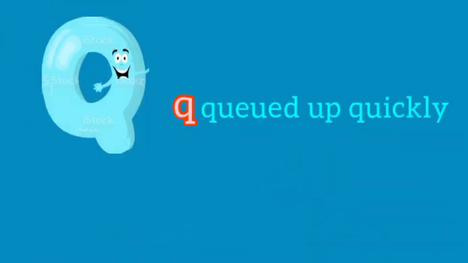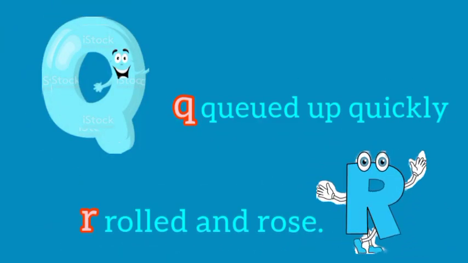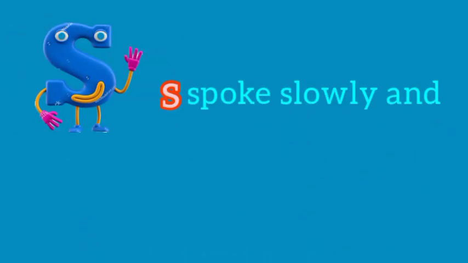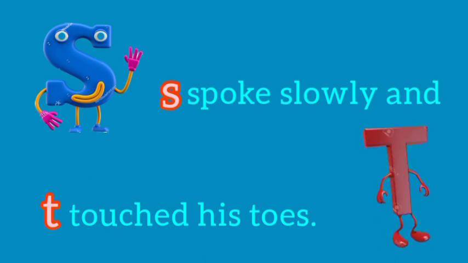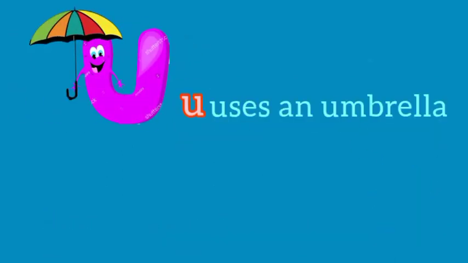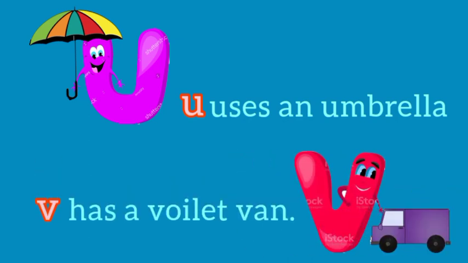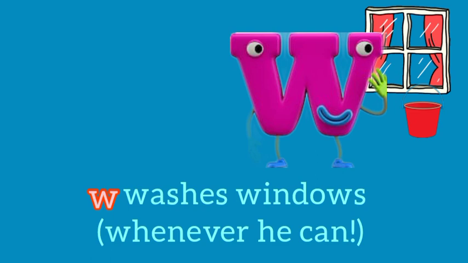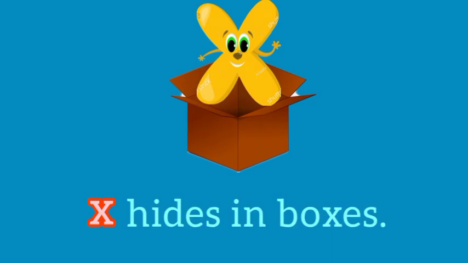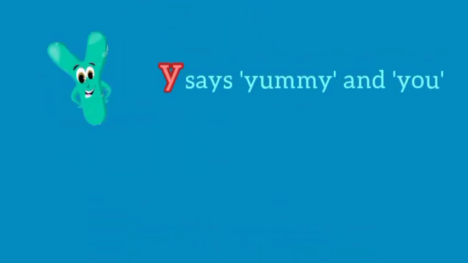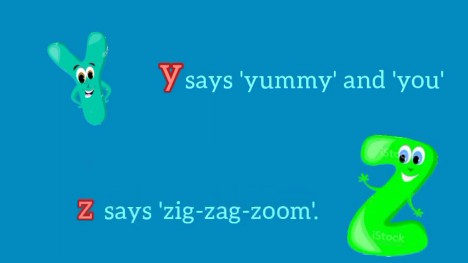Q queued up quickly. R rolled and rose. S spoke slowly and T touched his toes. U uses an umbrella. V has a violet van. W washes windows whenever he can. X hides in boxes. Y says yummy and you. Z says zig zag zoom. Hooray! We are through.